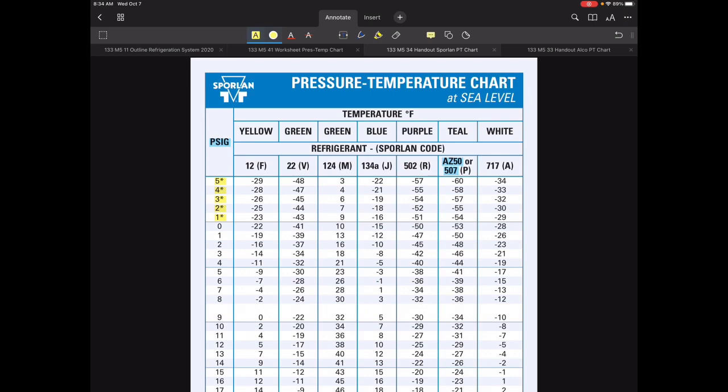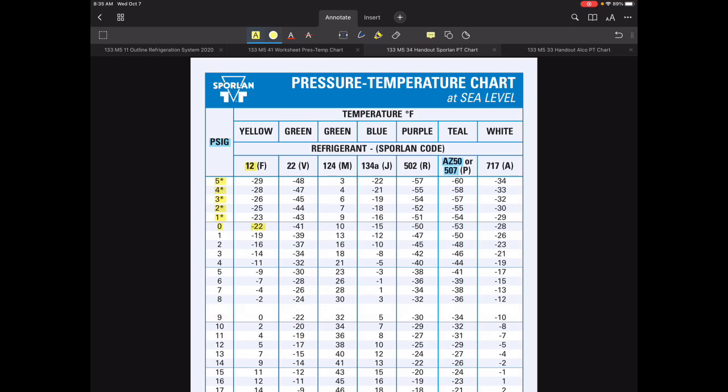For example, if I had 0 psi, that's right there, that would be 0 psig. If it were refrigerant 12, that refrigerant would have a boiling point, or saturation temperature, of minus 22 degrees Fahrenheit. And that's primarily how we would do that.